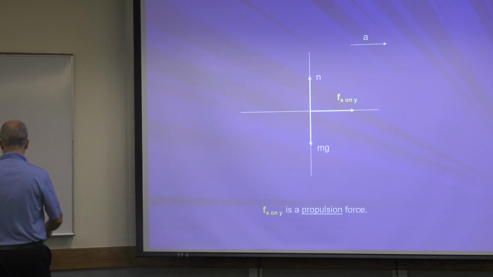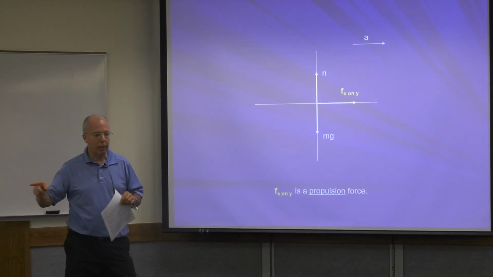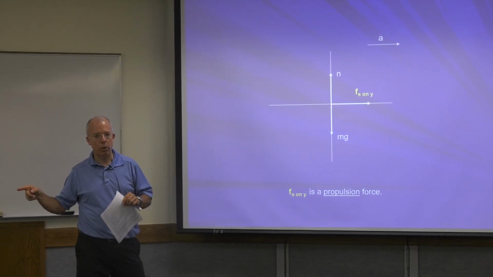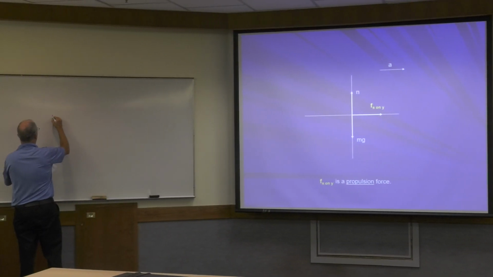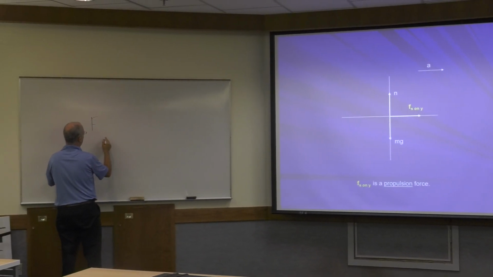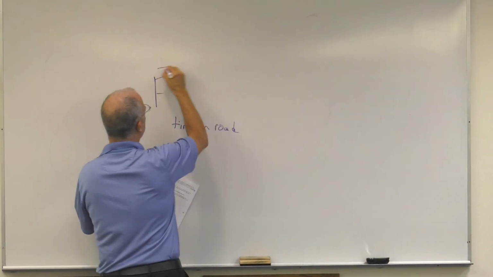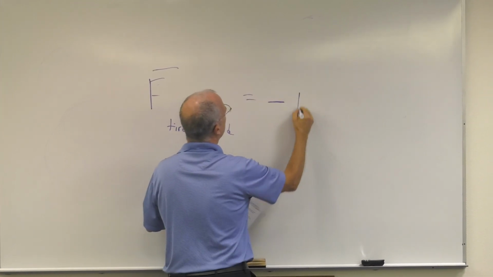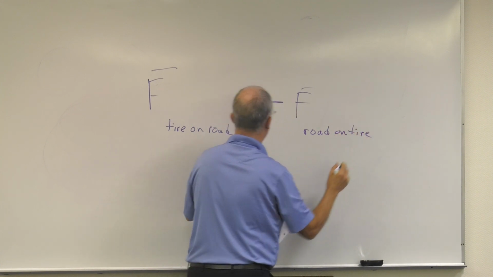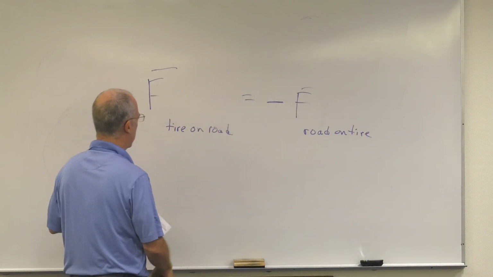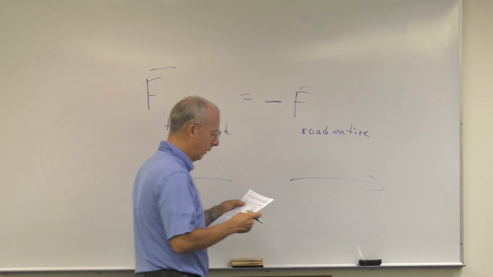So what is it? Well, the bicycle tire pushes back on the road, and therefore the road pushes forward on the bicycle. So if the force is tire on road, then the other member of the force pair is road on tire. Let's say that the bicycle is going that direction. So the force that the tire exerts on the road is that direction, and the road on tire is that direction.